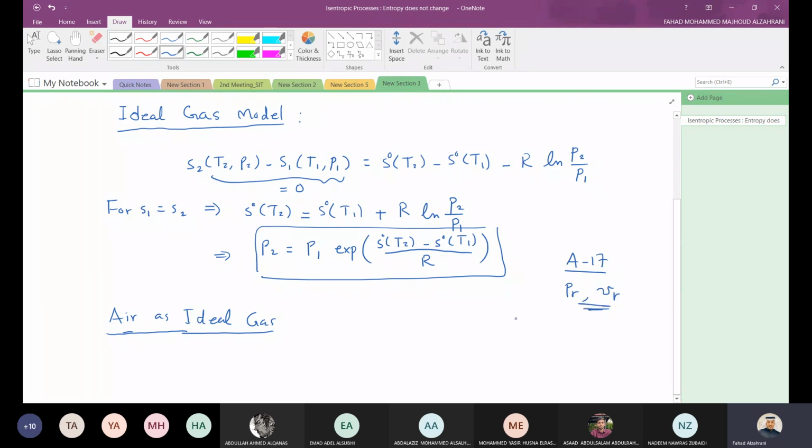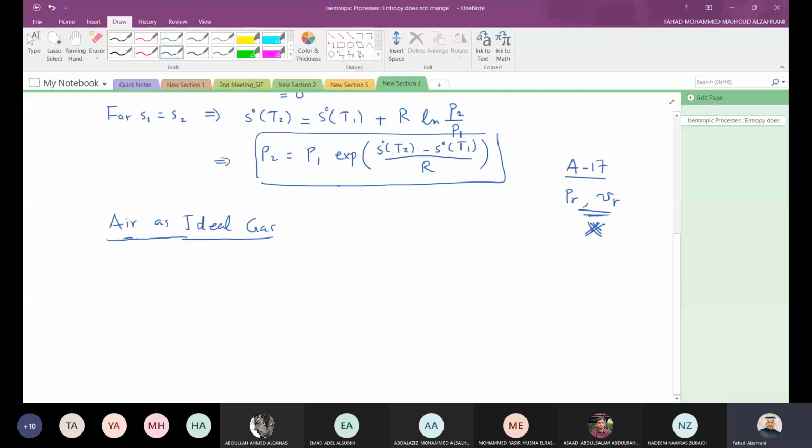What are these? I will explain it now. This is not the same as the compressibility chart and the reduced pressure and volume. Do not assume it's the same as the reduced pressure and volume. This is different. But what are these PR and VR? I'll show you now.